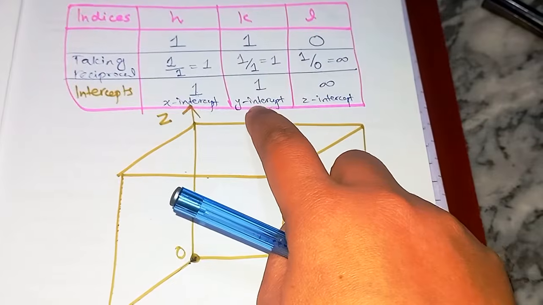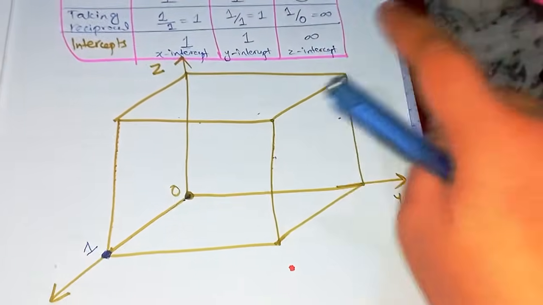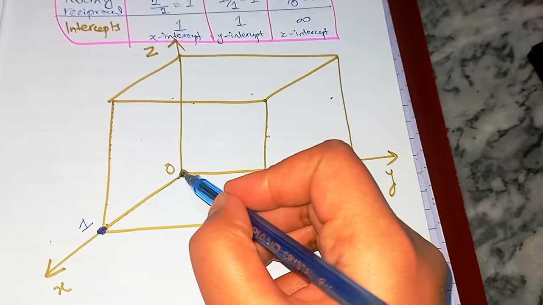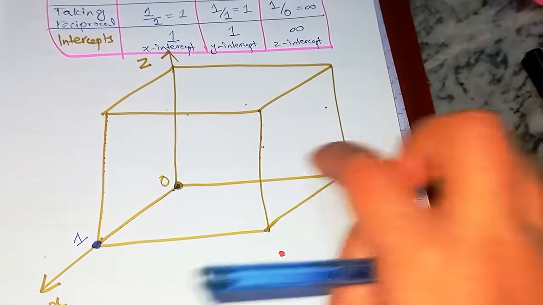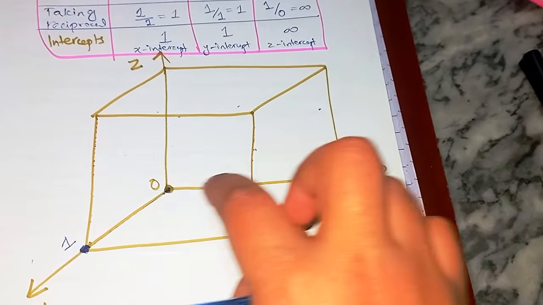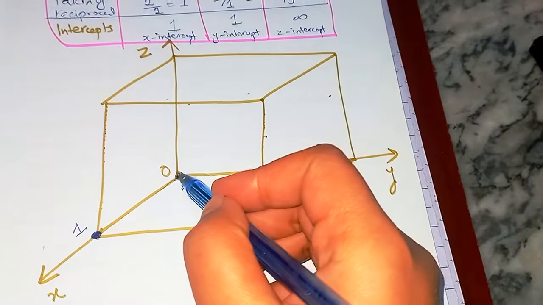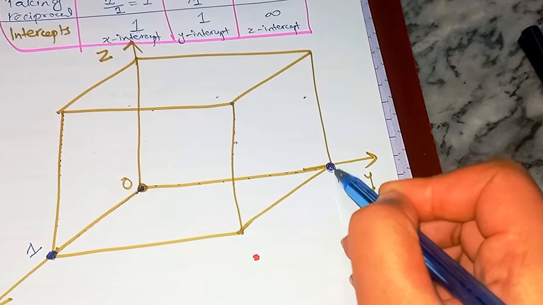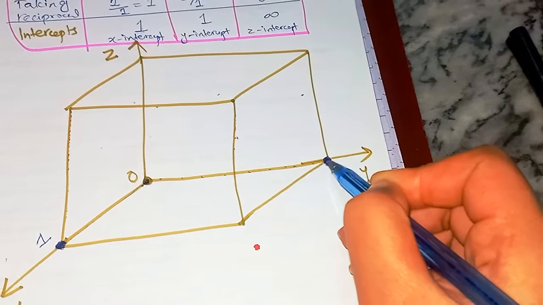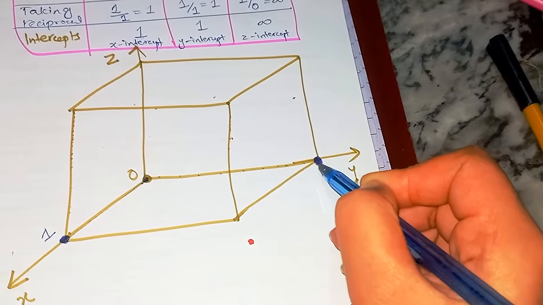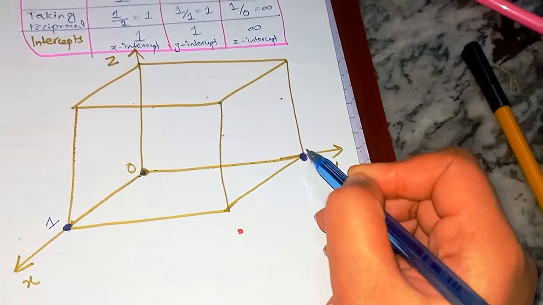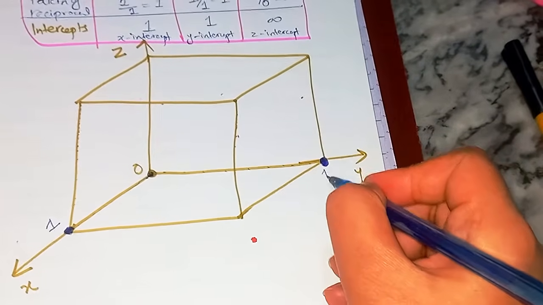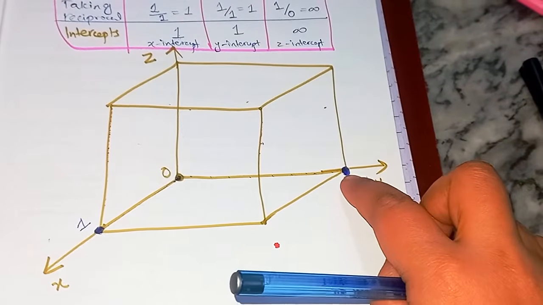Now let's draw the next point, which is the y-intercept, and for that purpose we'll start from the origin again, and this is the y direction. Starting from the origin, we'll move to the other corner of the unit cell, which makes the whole length 1. This is the point 1 along the y direction, and this is the y-intercept, or the point where the plane cuts the y-axis. This is another point on the plane.